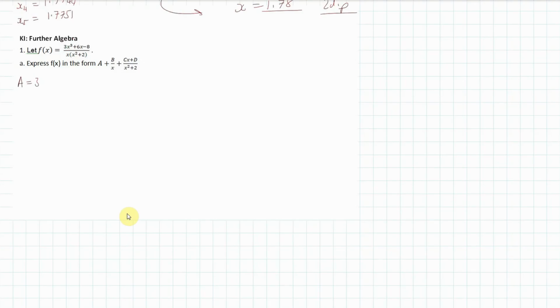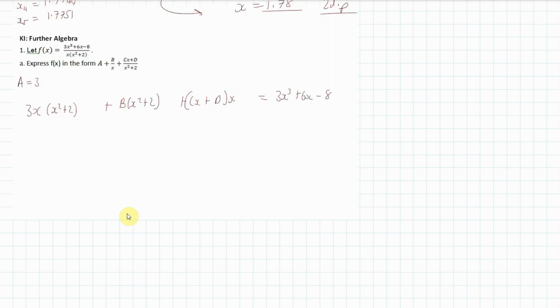Okay, now I'm going to work out the rest of this. So, here's what I'd write. 3x into x squared plus 2, so that's my a value, plus, and then b is just multiplied by my x squared plus 2, plus cx, and I should put this in the bracket, cx plus d into x equals, and then I've got my numerator, 3x cubed plus 6x minus 8.